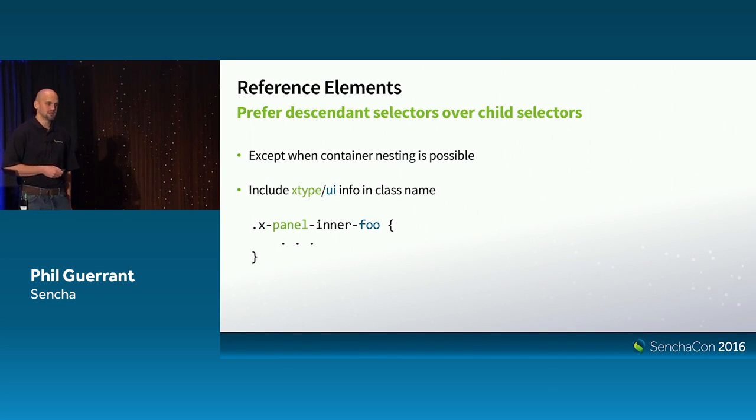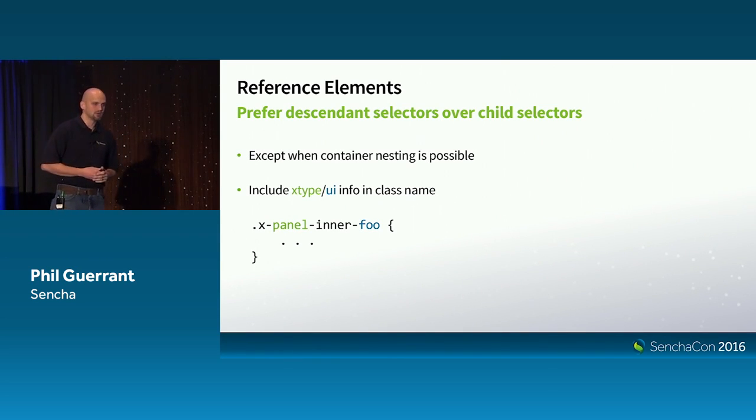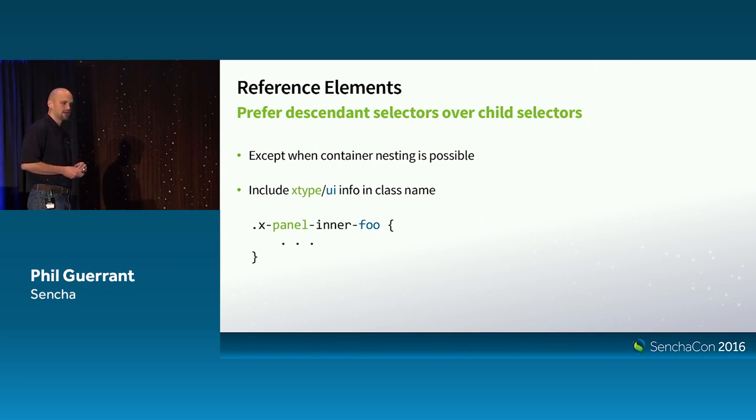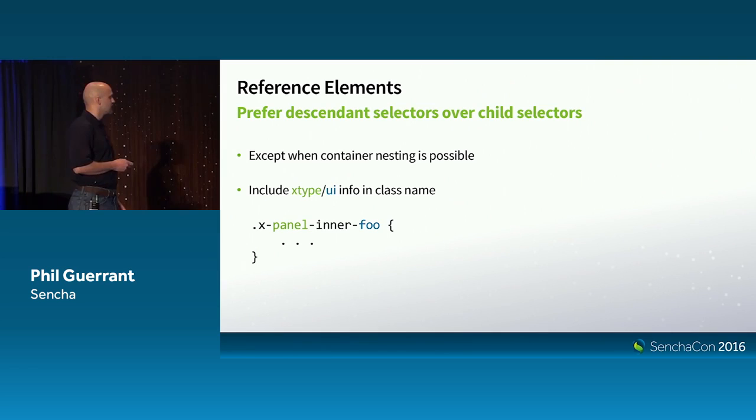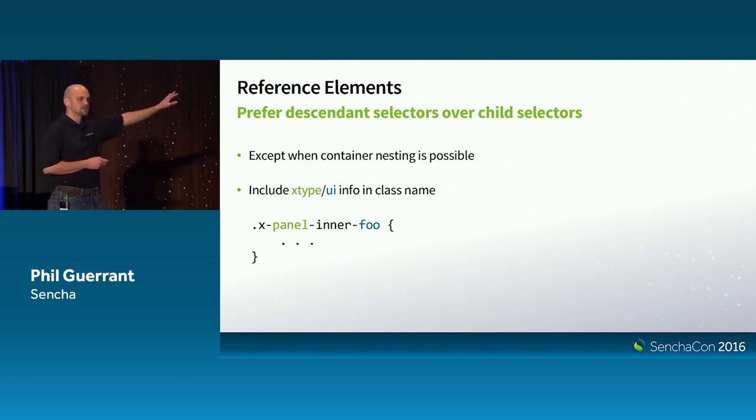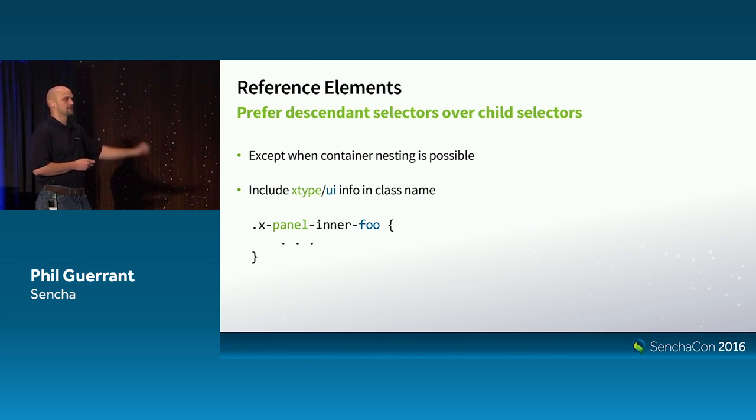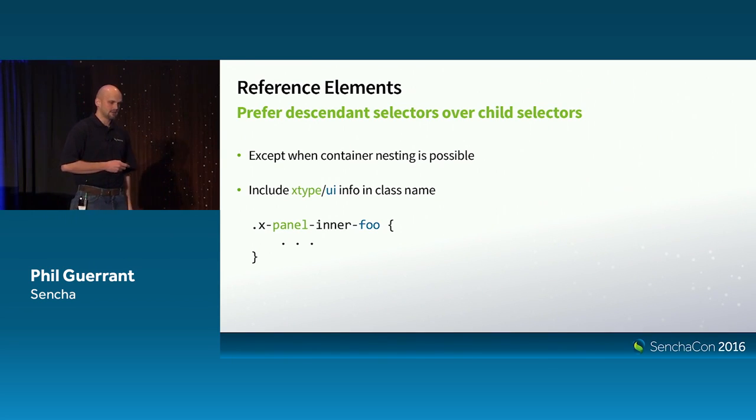The exception to this rule is when container nesting is possible. So we can't use a descendant selector on the panel's inner element because it would select the panel's inner element and the inner elements of all the panels within it and all the panels within them. So instead, we have to include the UI and the X type information in that element's class name. So in this example, X panel inner foo. So do not use a descendant selector to select something that is nestable.